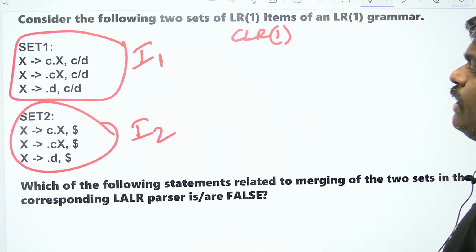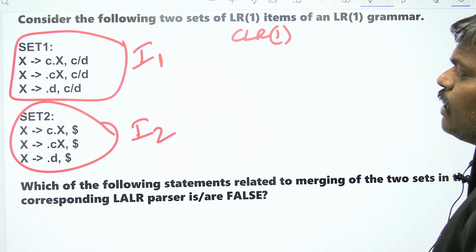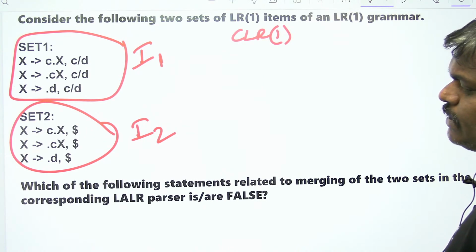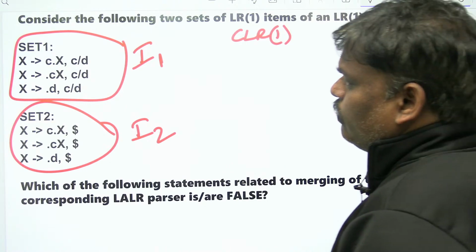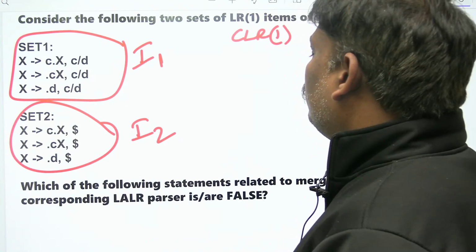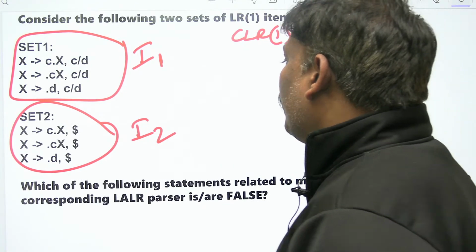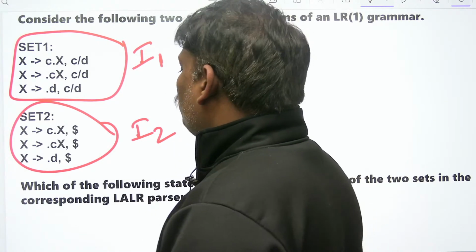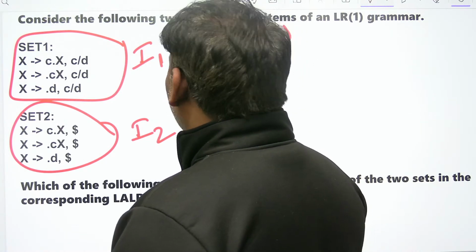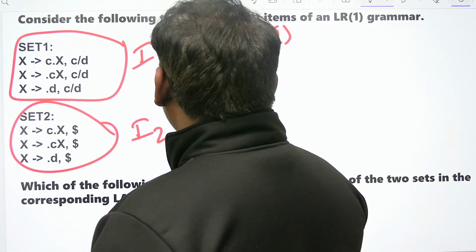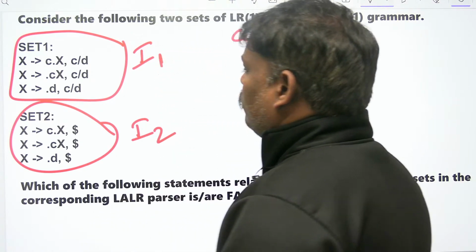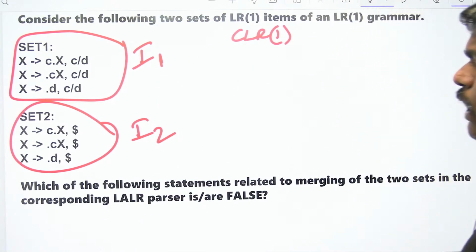If you observe clearly, productions are exactly the same, but lookaheads are different. In the case of CLR1, if 2 states differ by only lookahead, they are 2 different states. But in the case of LALR1, you have to make them as one. These 2 states differ by only lookahead in CLR1.